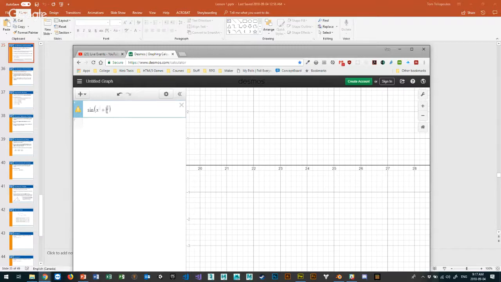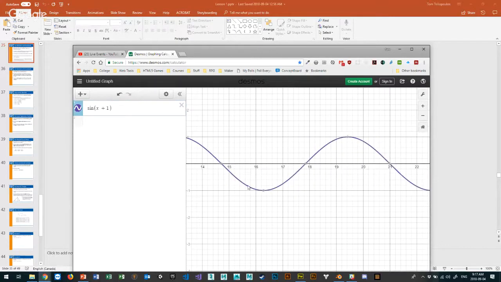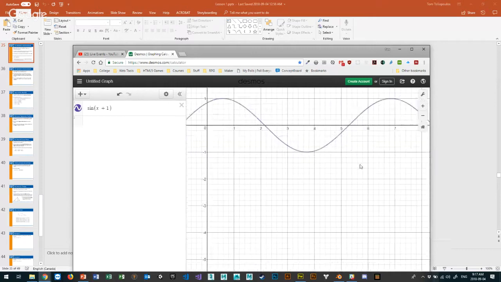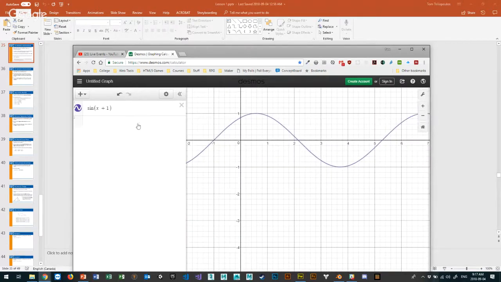We can say something like x plus 1. Put this value together, and you can see that if I did this, I'm going to go back to the origin for a second. You can see that it's a little wider. If I increase that to x plus 2, right? Again, it shifts things to the right a little bit more.